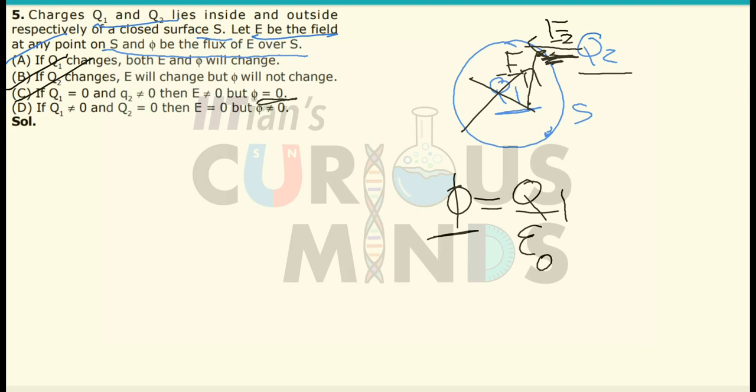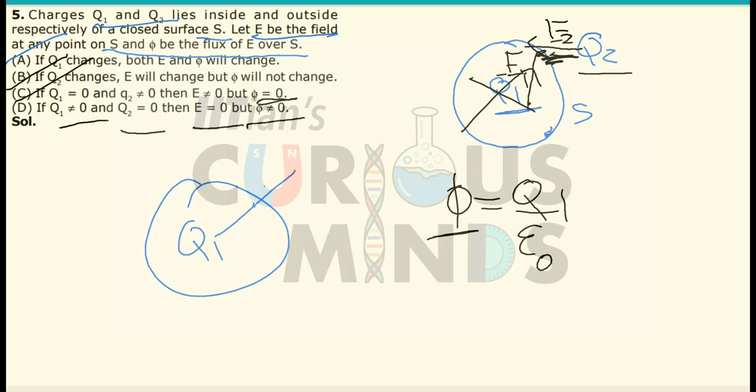Now option D: if Q1 is not 0, then phi is not 0, which is true. But if Q2 is equal to 0, it is not necessary that E is 0. If I consider that Q1 is a non-zero quantity and Q2 is 0, there is still electric field intensity developed due to Q1. So option D is incorrect. So the correct answers are options A, B and C.